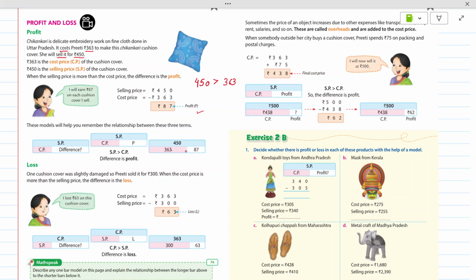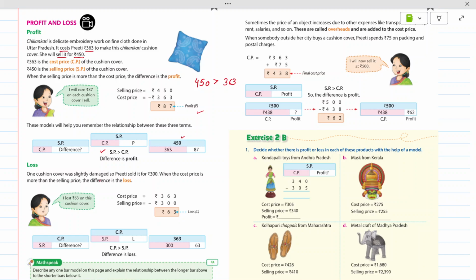And if we add these two, we will get this. And we know this, right? Now, the same formula: SP is greater than CP, so that is a profit scenario. And the difference will give us the amount of profit, how much profit we have got in this case. Now, the second scenario is of loss.